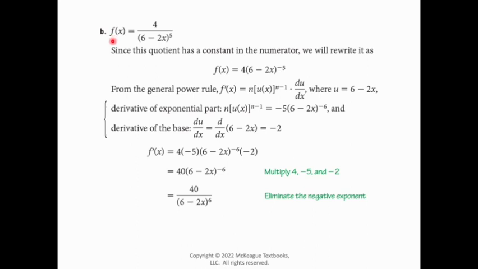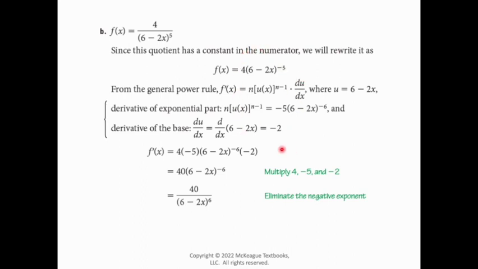Looking at part B, we have a rational function here, but we can use the generalized power rule by rewriting the denominator with a negative exponent. So this is going to first be written as 4 times 6 minus 2x raised to the negative fifth power. And now when we use the generalized power rule, I bring that negative 5 down in front.